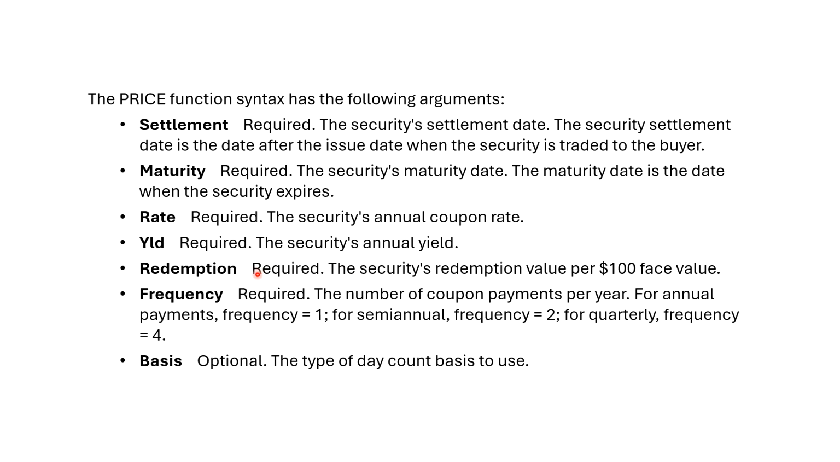Security's annual yield. The redemption, that's based on $100 face value. You remember we did this before in one of the examples. We had to divide out, so we just get per $100 face value. The frequency, so that's how frequently the coupon payments are made. So typical is annual, semi-annual, monthly, quarterly. So they have different options here. In fact, there isn't even a monthly option. There's just annual, semi-annual, and quarterly.